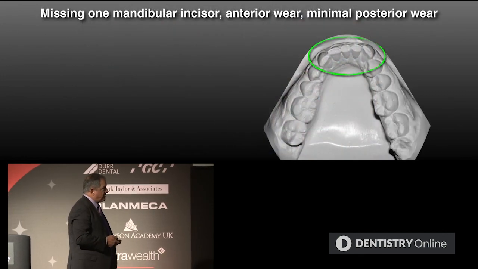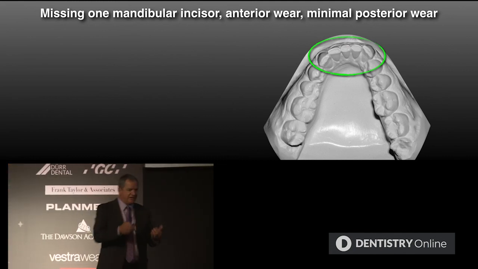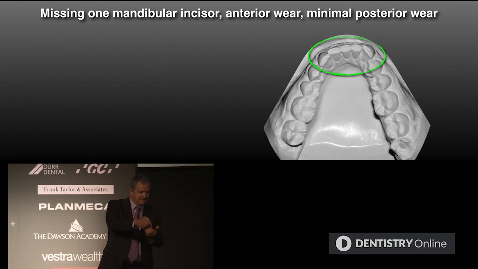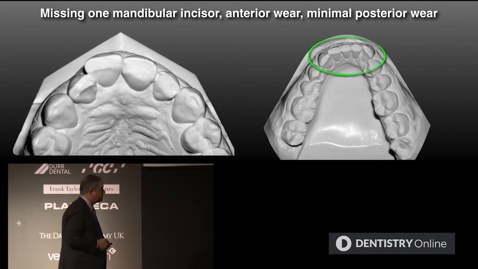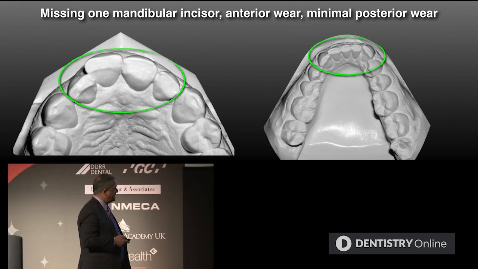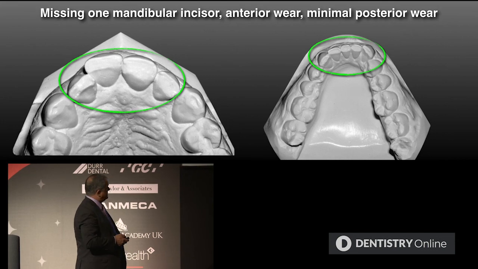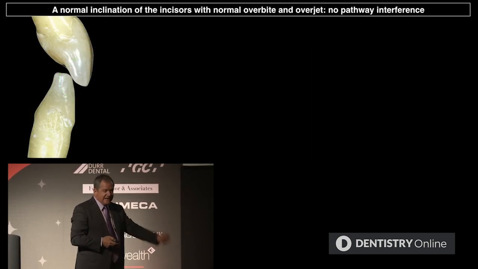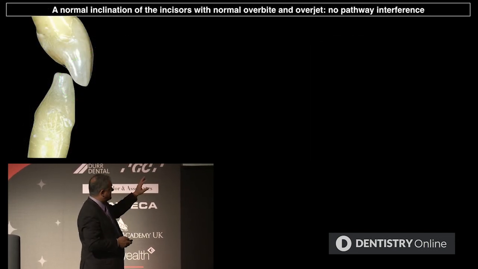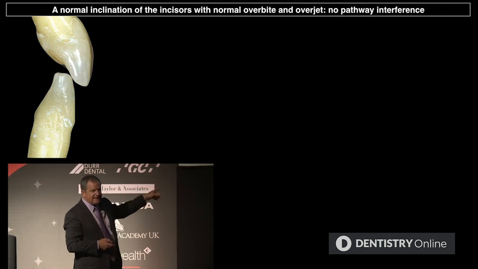He's missing one lower incisor. If he wasn't missing that lower incisor, he actually wouldn't be full end-to-end. He would be much more class 3-ish looking than he actually is. You can see the wear on the incisors relative to the posteriors, right? So most likely, when he was 18 years old, he never looked like this.